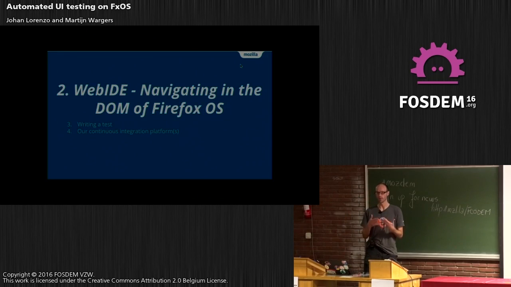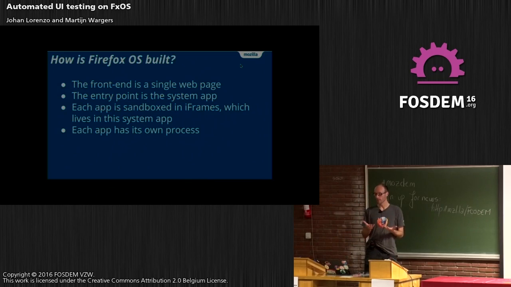Really. So to access an element in Firefox OS, you first have to find out how you can access this element. Normally you can use CSS selectors for that. But in order to use that, you have to find a way to know that this element has this ID or this class selector. And in order to be able to do that, we use Web IDE. That's used to navigate through the DOM of Firefox OS.